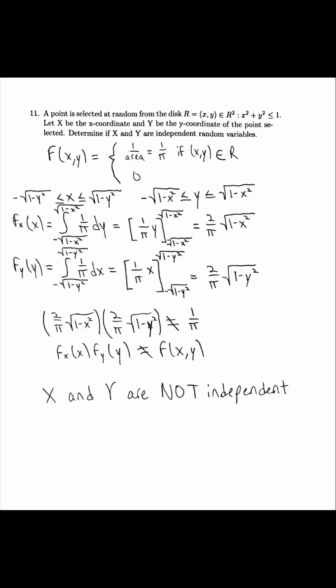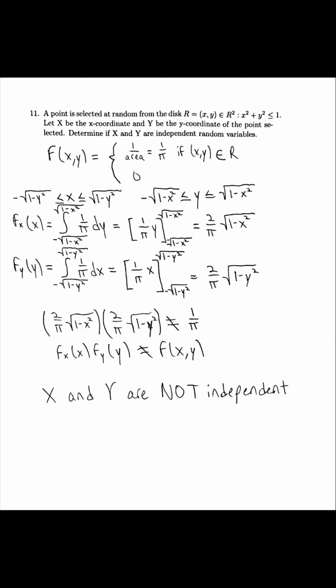So first we want to find our joint probability density function of x and y. And when we're given a disk, that's simply just 1 over the area. And here, with a radius of 1, our area is pi. Next, we can find our x and y bounds by simply manipulating the function that it gives us, x squared plus y squared is less than or equal to 1.